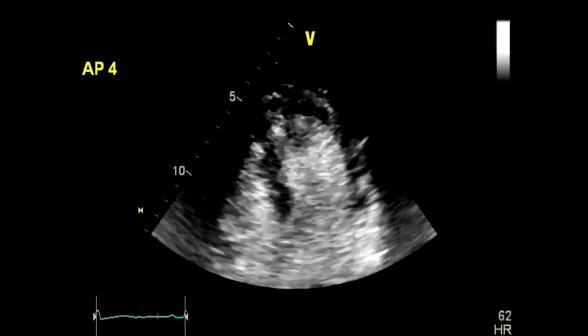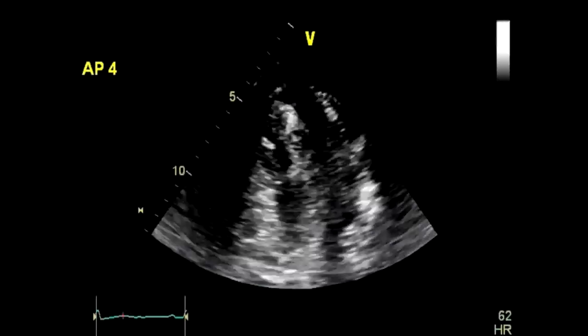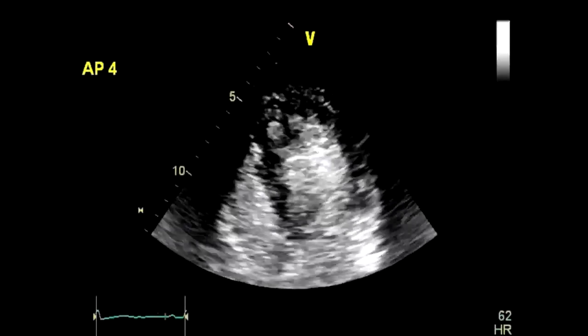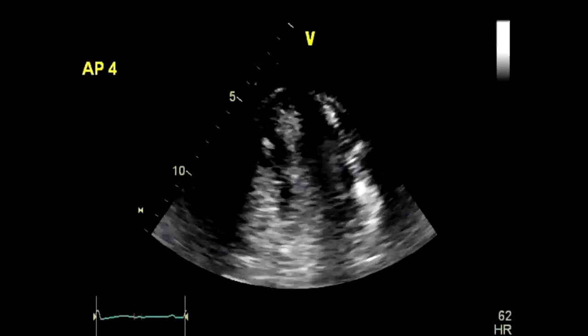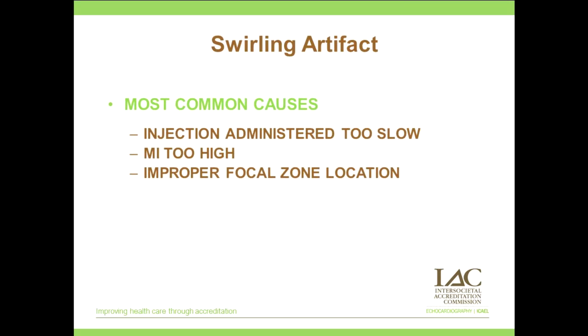So let's look at this echo image for a minute. Just take a look. And you can see that contrast in the apex is just swirling around. So swirling in the apex. Our question is, why does swirling occur? Well, this can occur when the injection is administered too slow. It can also occur if you forget to change your mechanical index and it's still too high. You've got to change the mechanical index, so check that. You can also see it with an improper focal zone.